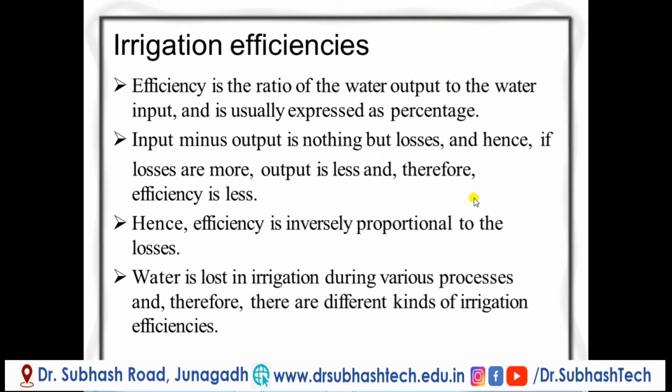Input minus output is generally nothing but losses. If the input is larger and the output is smaller, we are facing loss. And if the losses are more, then the output is less. That phenomenon is vice versa. If the efficiency is less, then our input is more. Generally, for calculation of irrigation efficiencies, water loss is also calculated for conveyance, supplying, and application.